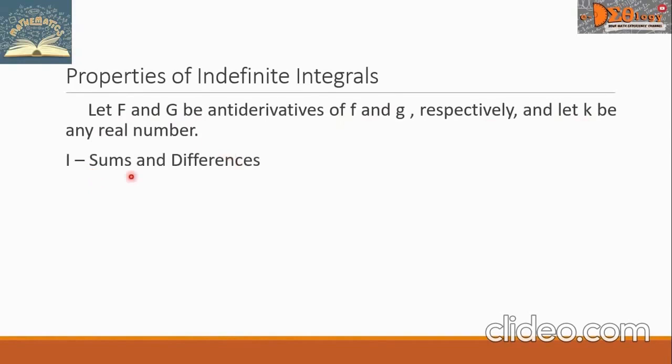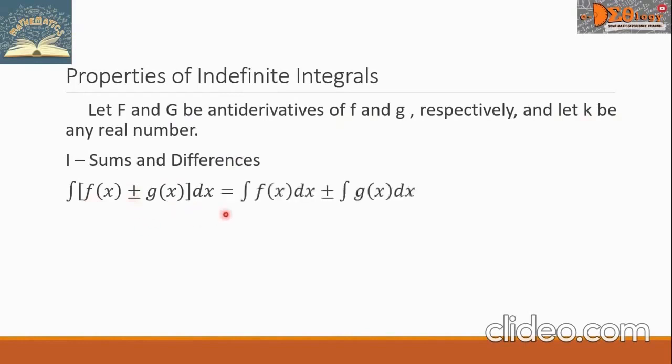The first property is about sums and differences. So this is the expression, the integral of two functions, let's say f of x plus or minus g of x dx, and this is equal to this expression. What we're doing here is taking the integral of each of the functions with respect to x, and then the final answer will be capital F of x plus or minus capital G of x, and then plus c.